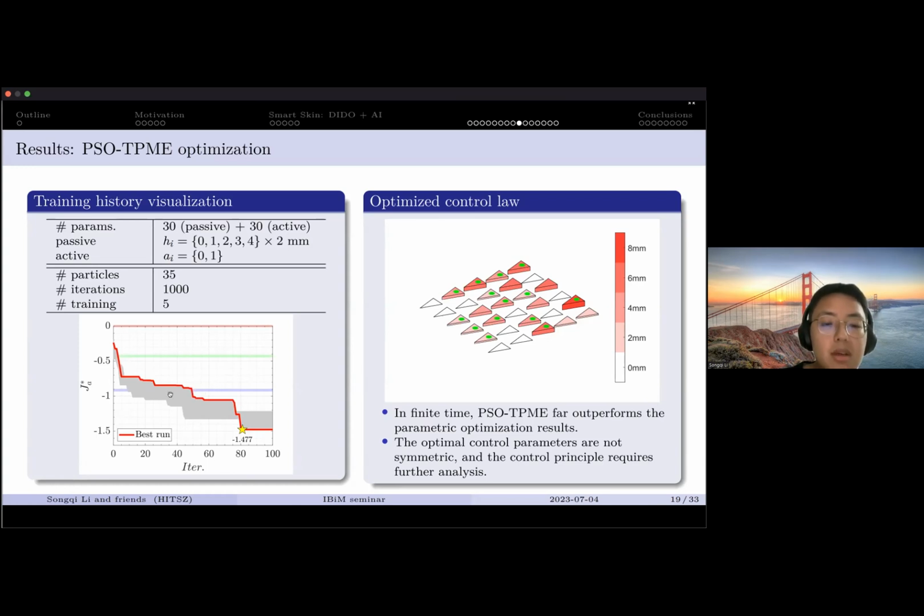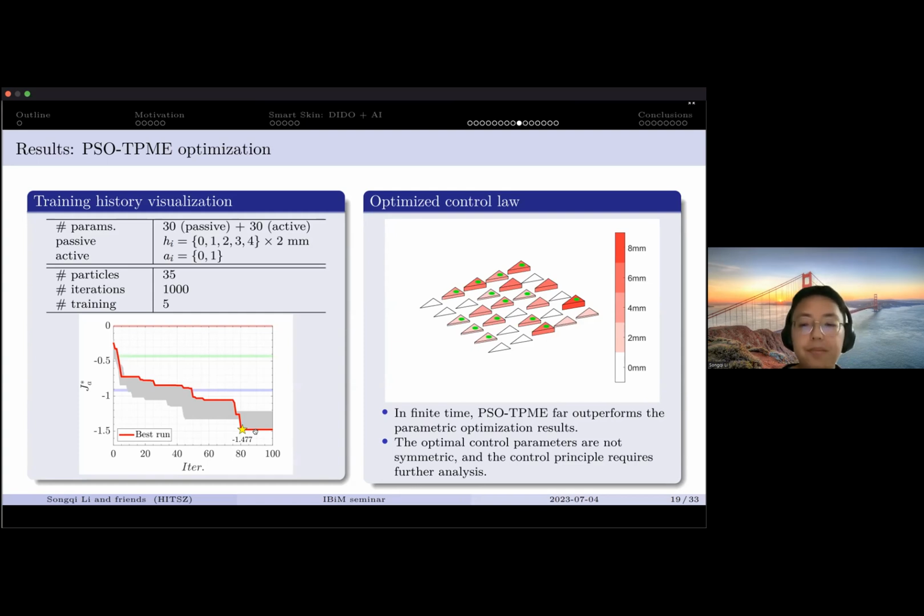So about 50 iterations for each case, we can see that the optimization based on PSO TPME can already exceed the parametric best from the previous research, and it will keep going down after the 50th iteration, and drops to a very significant value of minus 1.477 after all this training period.